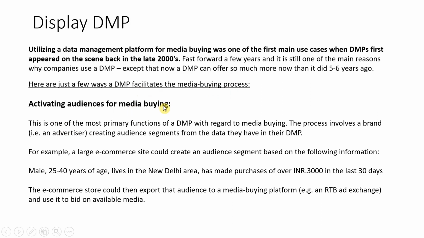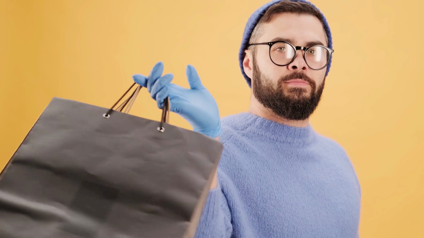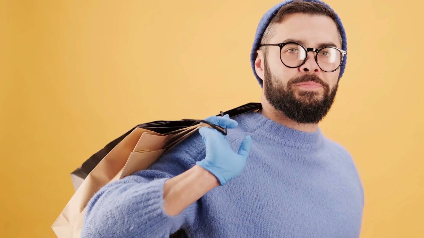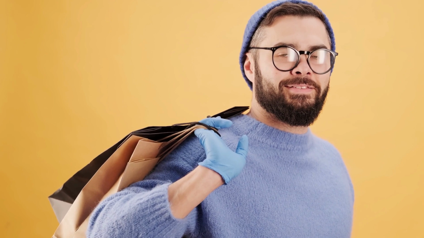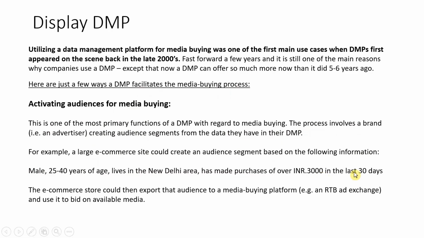Activating audiences for media buying. This is one of the most primary functions of a DMP with regards to media buying. The process involves a brand or an advertiser creating audience segments from the data they have in the DMP. For example, a large e-commerce site could create an audience segment based on the following information: male, 25 to 40 years of age, lives in the New Delhi area, has made purchases of over 3,000 rupees in the past 30 days.